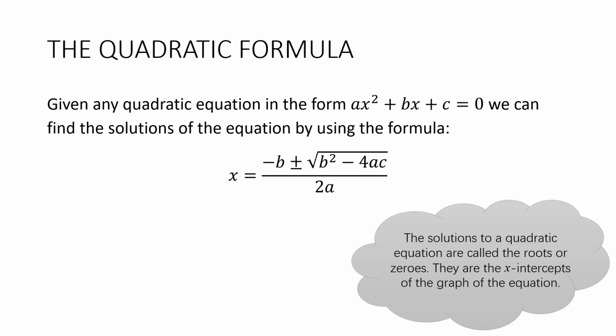Now here's an important point. The solutions to a quadratic equation are called the roots or the zeros, and that's because they are the x-intercepts of the graph of the equation. We're going to look at that further when we look at nonlinear relationships.